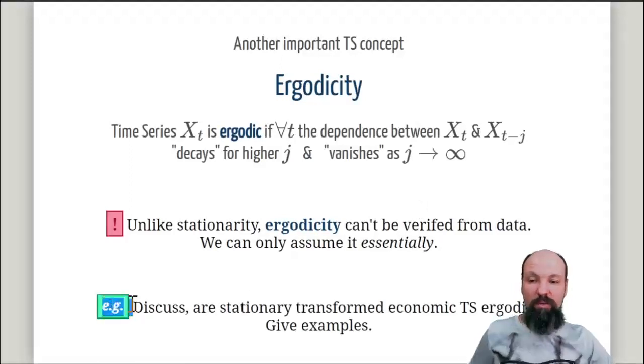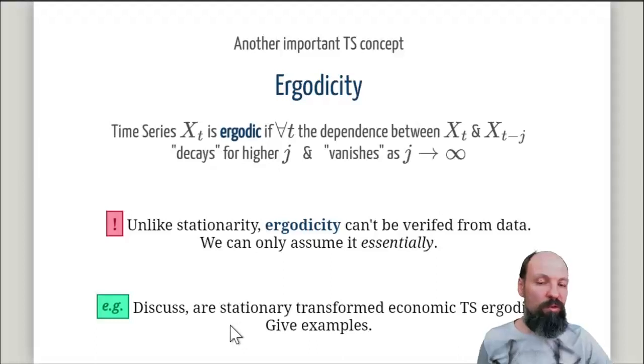Okay, so we are going to talk maybe about it in our empirical example tomorrow. And one of the examples I gave you, for example, revenues of firms or GDP, or GDP growth, if they are stationary, those are examples of ergodic time series, definitely.